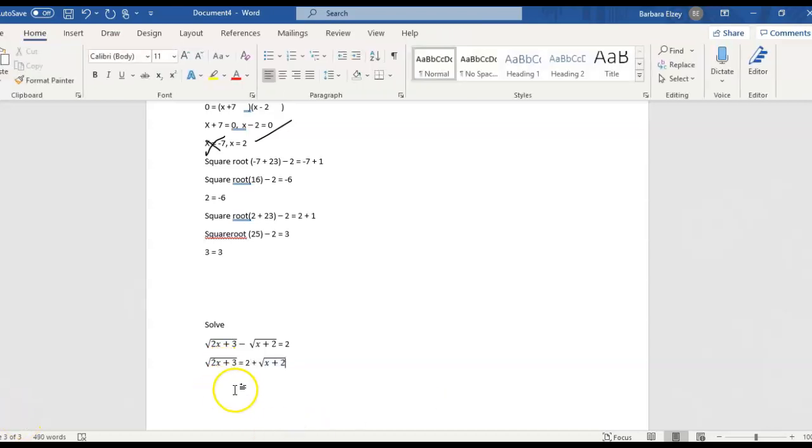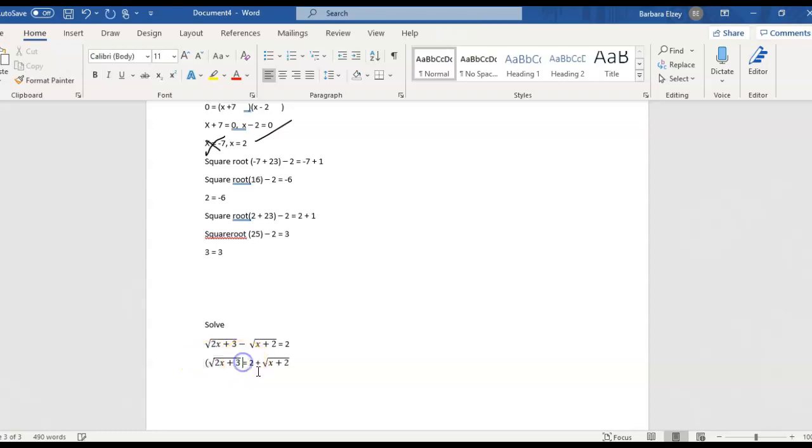And then notice that now I've moved the negative square root of x plus 2 over to the right. It's become a positive square root when it went across the equal sign. Now I could have put it in front of the 2 or behind the 2 like here. It doesn't make a difference. We're going to go ahead with our second step, which is to square both sides.